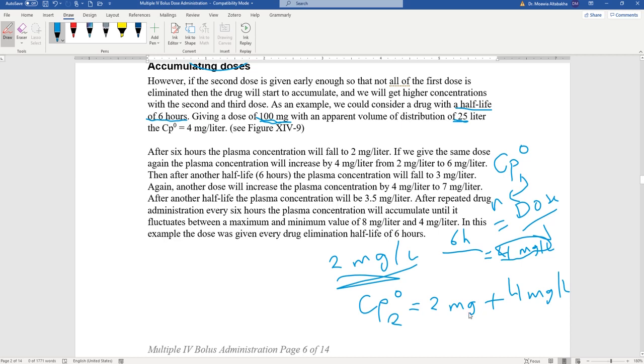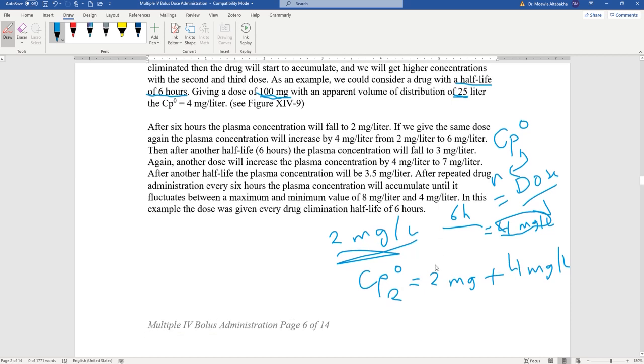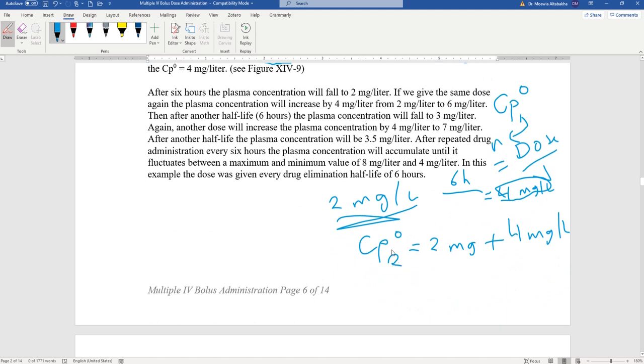Madam, first order kinetics did not change. The elimination kinetics remain first order. Then the superimposition principle applies. So, CP20, at the second dose at zero time, I will have 6 milligram per liter.